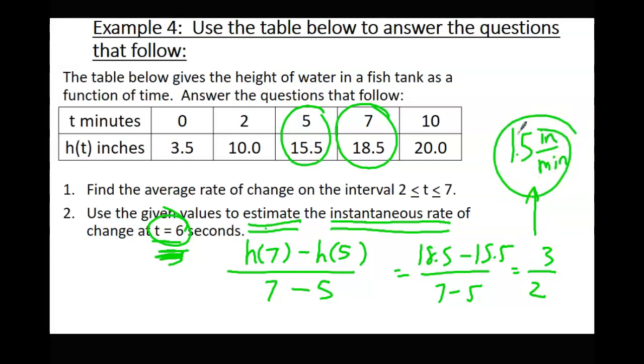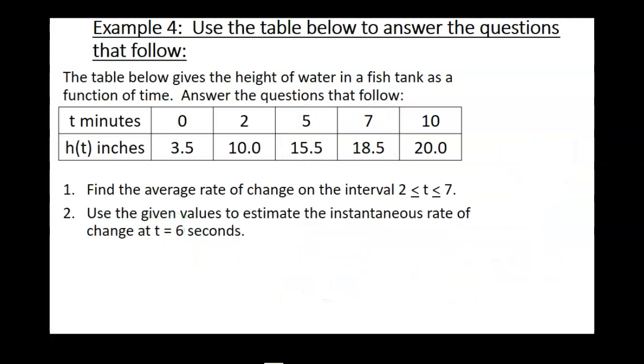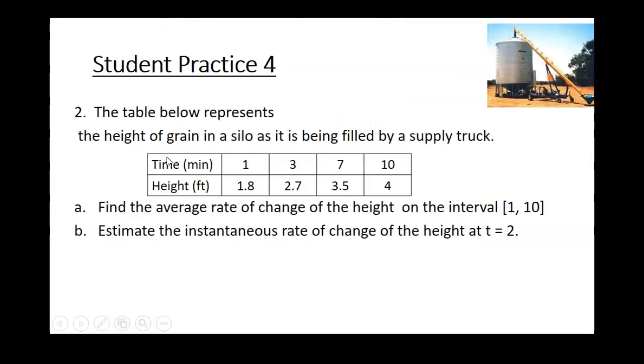So even though we don't know what the instantaneous rate of change is at 6, we could say it's probably pretty darn close to 1.5 inches per minute because that's the rate of change from here to here. And 6 is somewhere in the middle. So that's that. That's actually a really common FRQ question, by the way, so something you want to be aware of. You'll probably see it when you start your FRQs for this weekend, actually. But anyway, here's a student practice for you guys. So go ahead and try that.